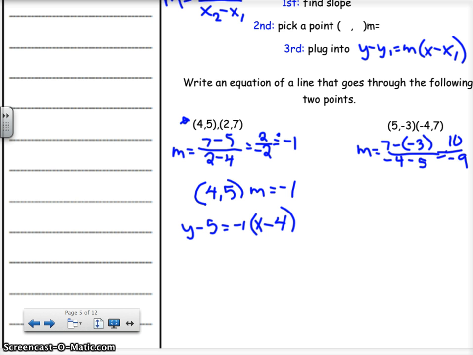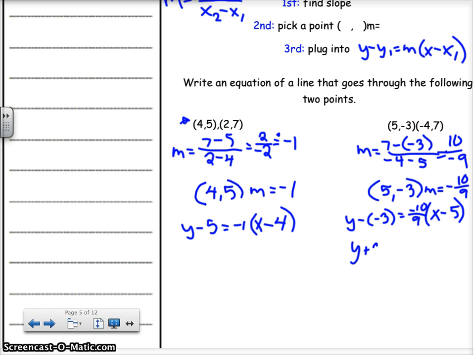Okay. Now I pick a point. I'm just going to do 5, negative 3. M is equal to negative 10 ninths. I always pull that negative out, because negative just means you're going down a hill. So it really should be at the top, and it doesn't matter where you put the negative. So I always just take it out. Now plug it into point slope. Y minus the y I'm given is equal to my slope times x minus the x I'm given. And rewrite if you can. Y plus 3 equals negative 10 ninths times x minus 5. Okay.